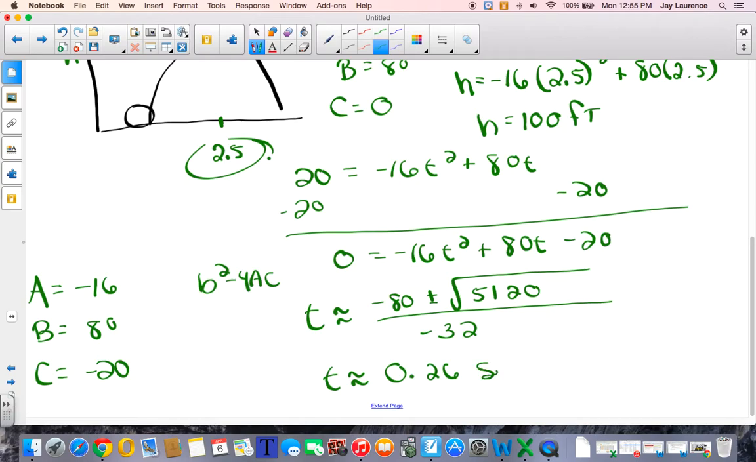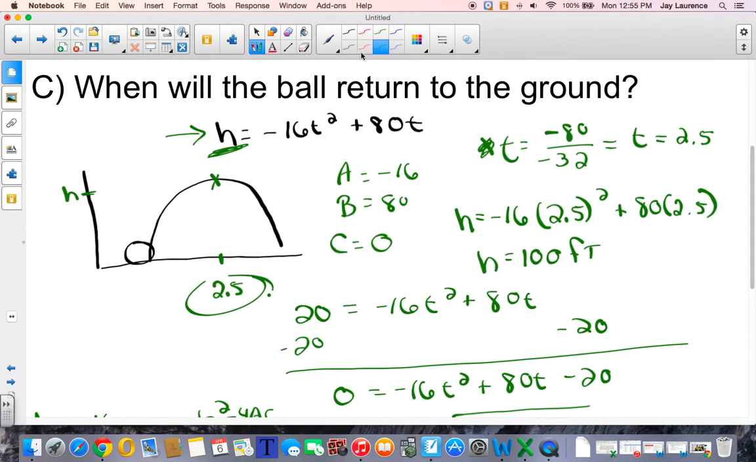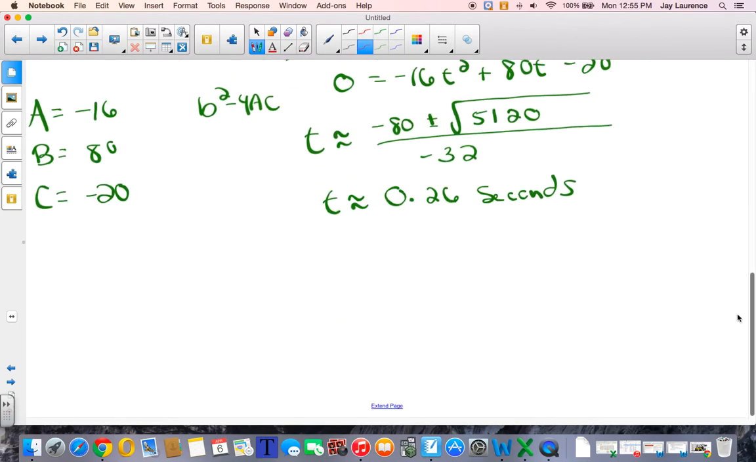0.26 seconds. Okay, but there's another answer because it's going to hit this height 2 times. It's going to hit it on the way up, and it's going to hit it on the way down again, just like that. So, since I did it on my graphing calculator, I can hit second enter and just change the negative 80 plus the square root to negative 80 minus the square root. And there I get my other time. My other time will be about 4.74 seconds.